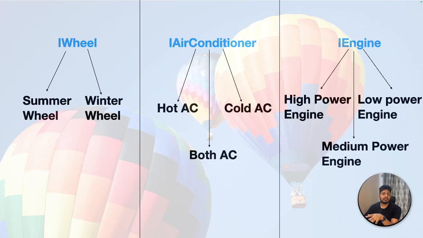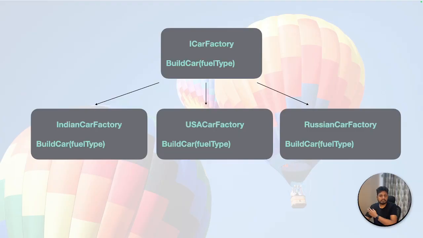Now, let's take a moment to understand the problem statement and how we are going to fix that problem. We already know that we have a few spare part structures that we have created, like summer wheel, winter wheel, hot AC, cold AC, both AC, and all these spare part classes. Now, we need a few car factories. Because we have three main regions, that is India, US, and Russia, we have three main car factories.